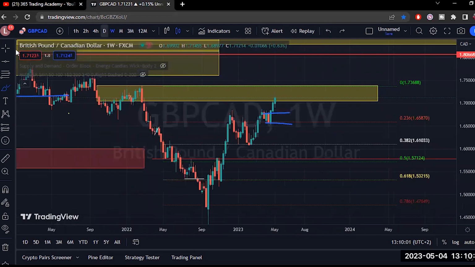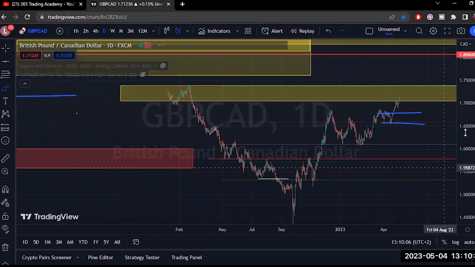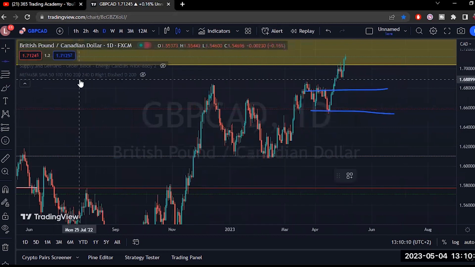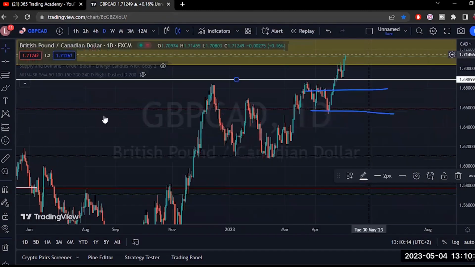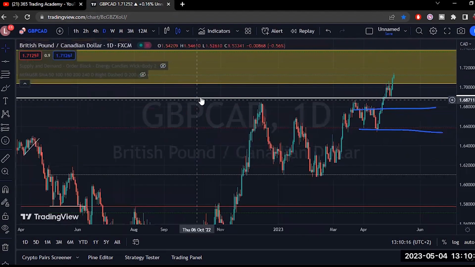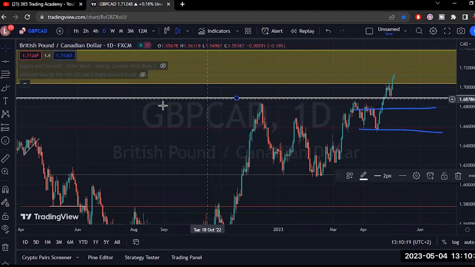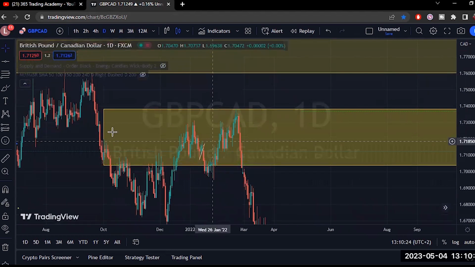On the daily time frame, when I'm looking at the daily supply area in relation to where price is right now, just excuse me for 2 seconds. What am I doing? Oh, I'm pressing the wrong thing. My bad. Right, there we go. So on the daily time frame, this is what it looks like, right? This is what it looks like.